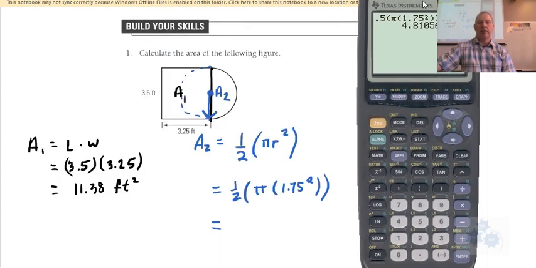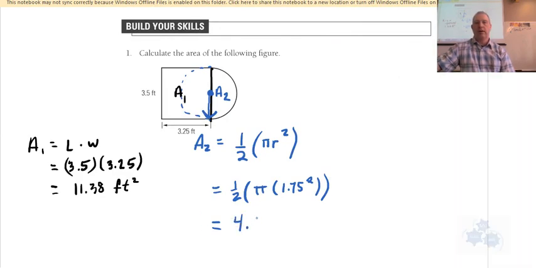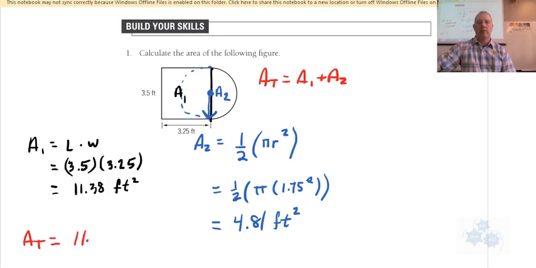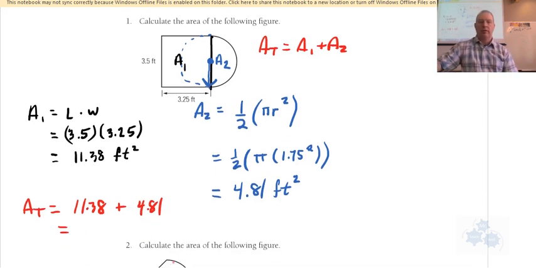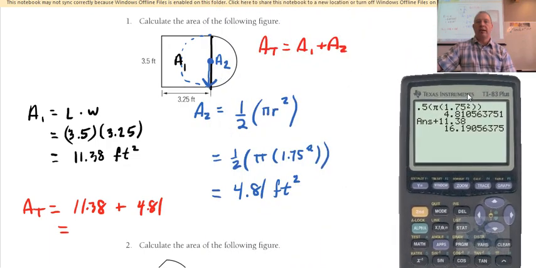Does that look okay with you guys? 4.81? Okay, so 4.81 feet squared. And now the total area is area 1 plus area 2, isn't it? So area total down here would be 11.38 plus 4.81. And that's going to be in feet squared, of course. So what do we get when we add those up? You have 16.19. So yeah, 16.19 sounds great.